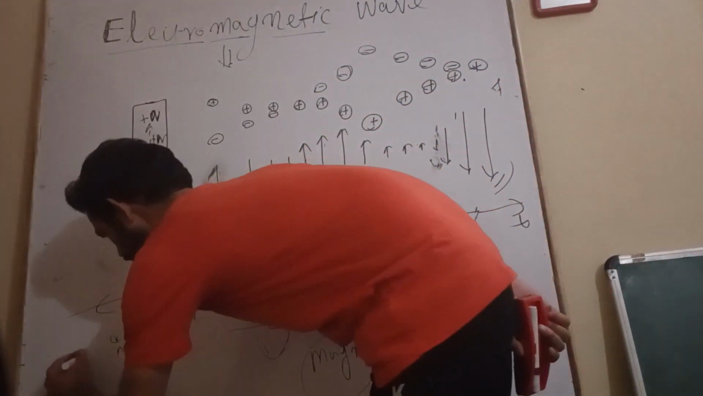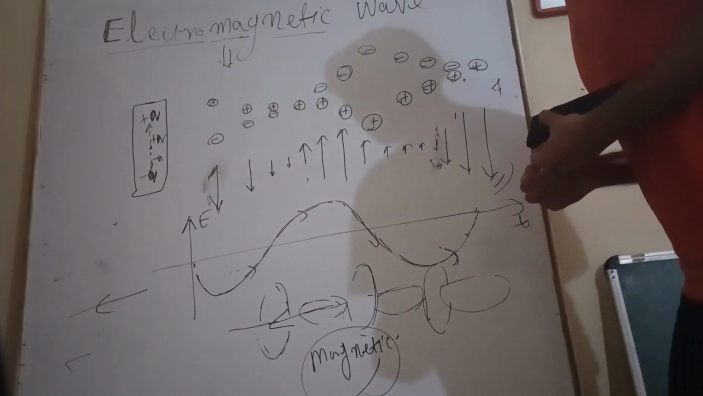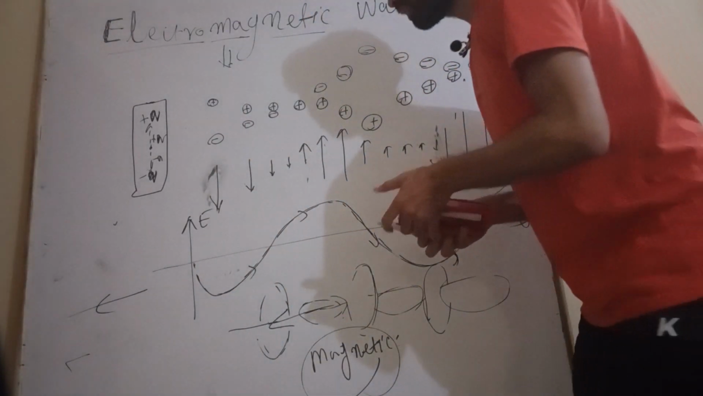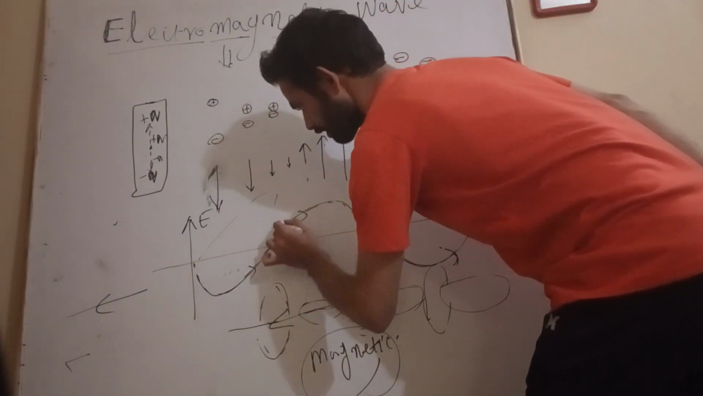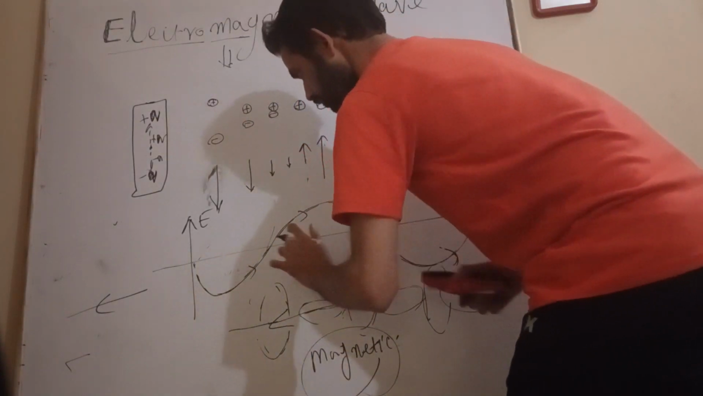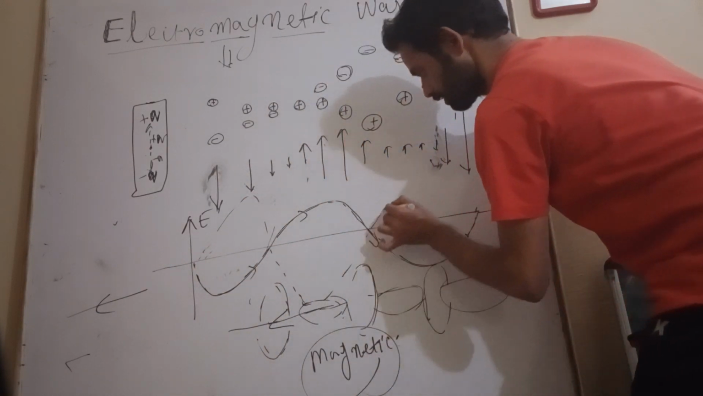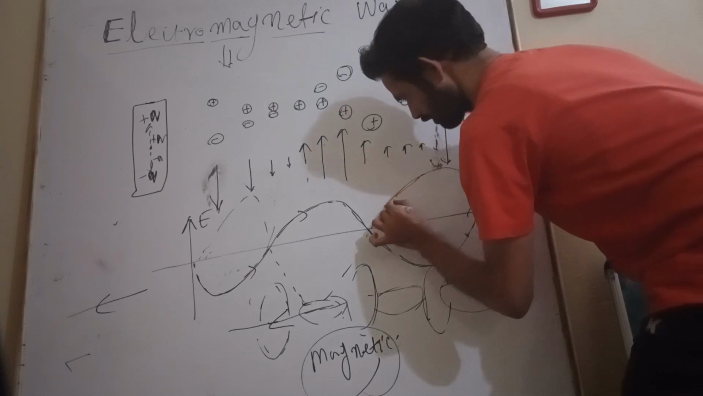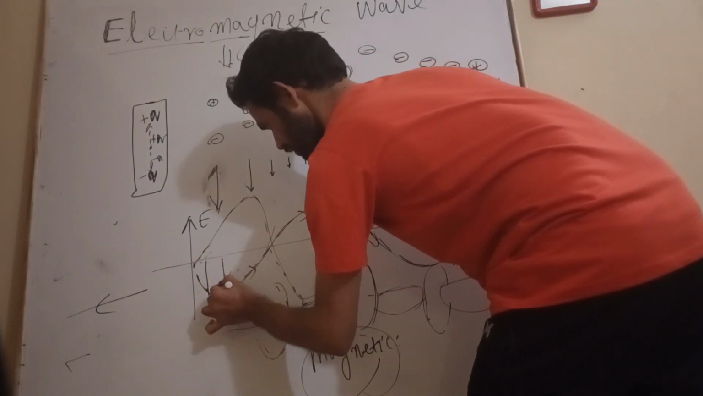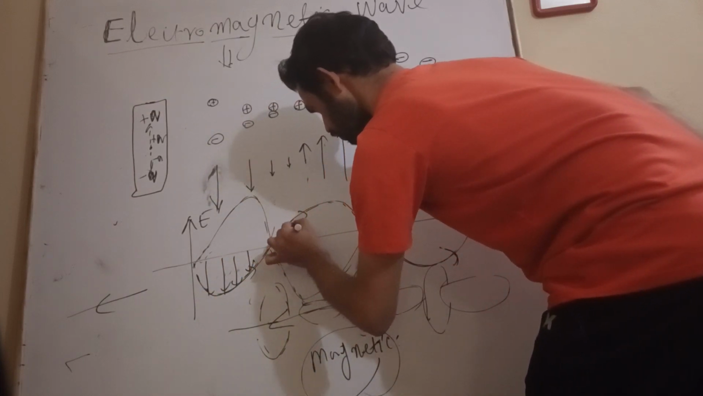As we know very well from Maxwell's equation, a change in electric field will generate the magnetic field, which is also a time varying magnetic field. So if you see here, this is like this. This is my magnetic field, and this is my electric field. Both are normal to each other.